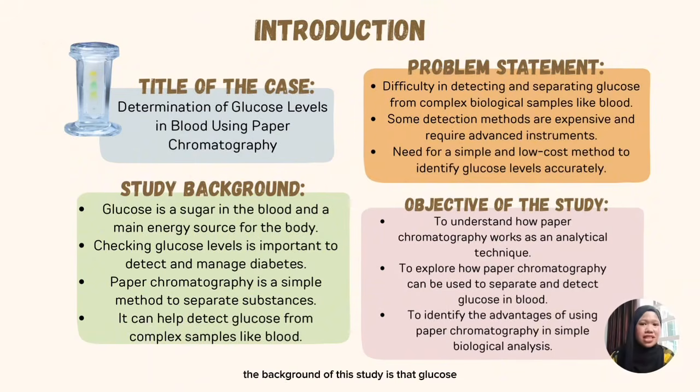The background of this study is that glucose is a type of sugar found in the blood, and it is the main source of energy for the body. Monitoring glucose levels is very important, especially for managing diabetes. In analytical chemistry, paper chromatography is a simple and cost-effective technique that is used to separate substance. This method can also help detect glucose from complex biological samples like blood.